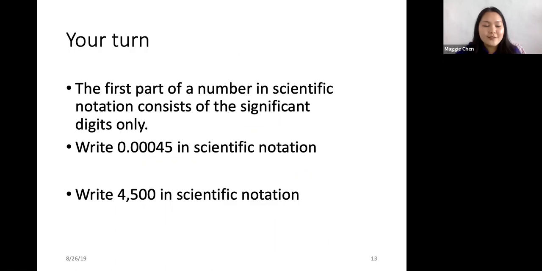All right, so it's your turn. The first part of a number in scientific notation consists of the significant digits only. If we wanted to rewrite 0.00045 in scientific notation, how could we do that? I'll give you a couple seconds to do that. You can either unmute yourself or type it into the chat, but how would we do this? We'll give you a couple seconds.